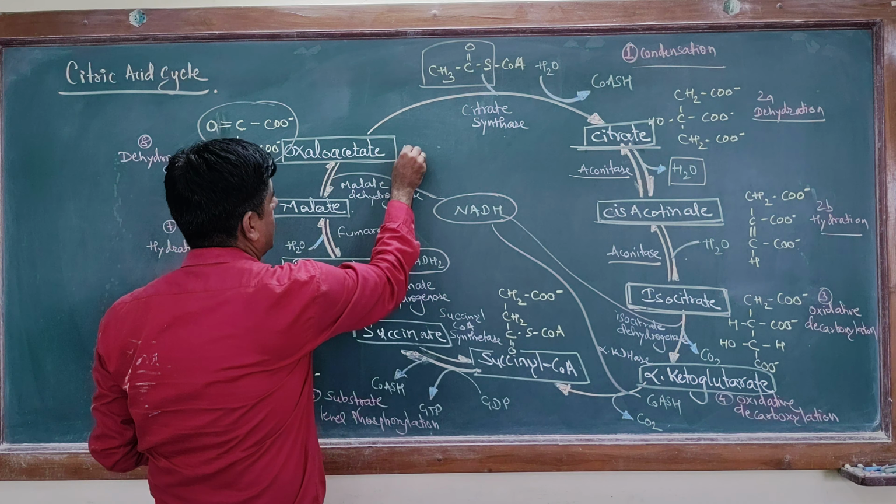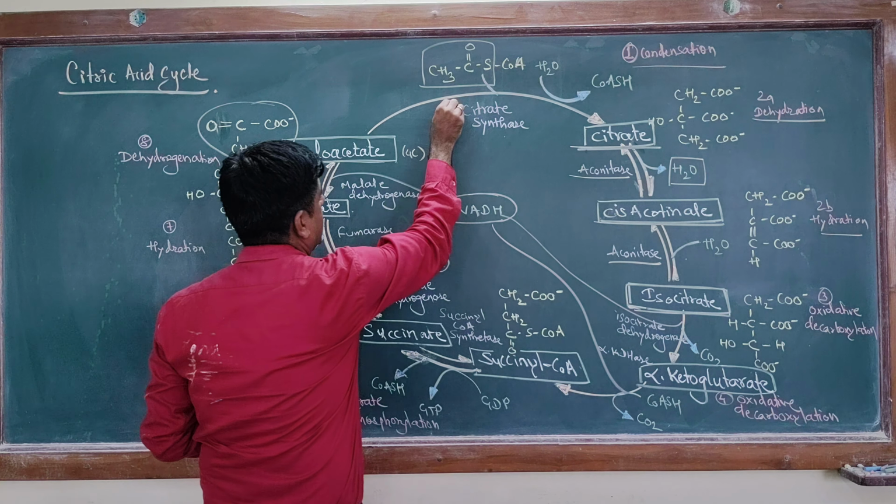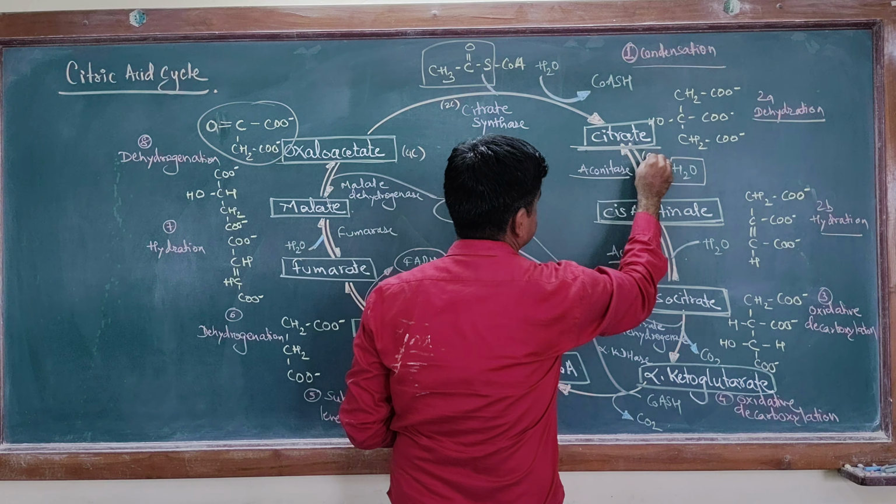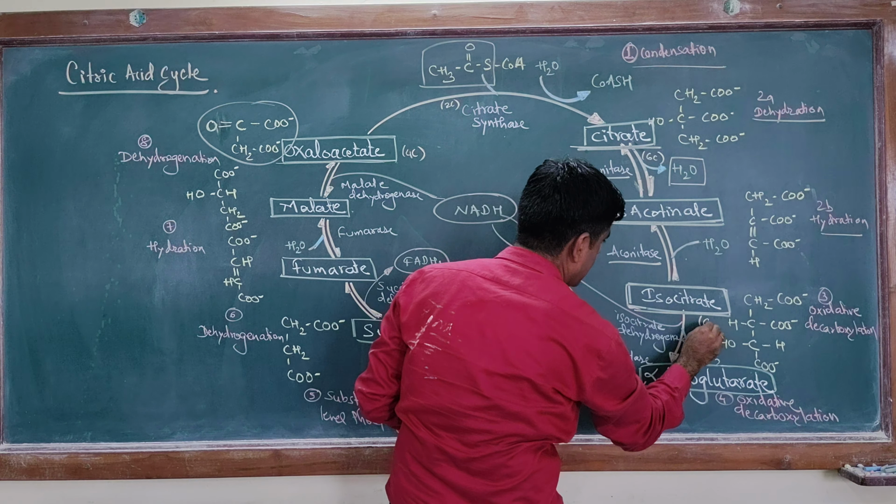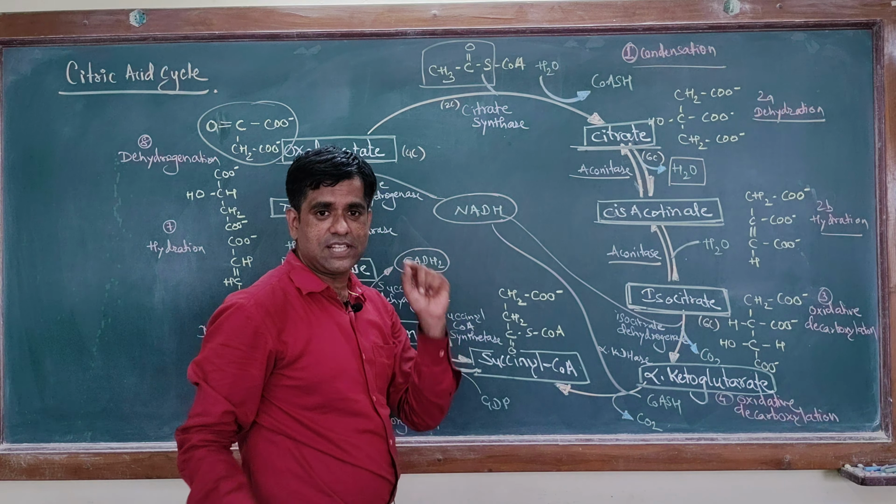So this was 4 carbon atoms, right? This was 2 carbon atoms. So you have a total of 6 carbon atoms. So here again you have isocitrate, which has 6 carbon atoms.